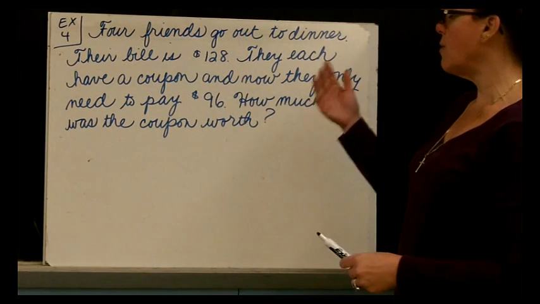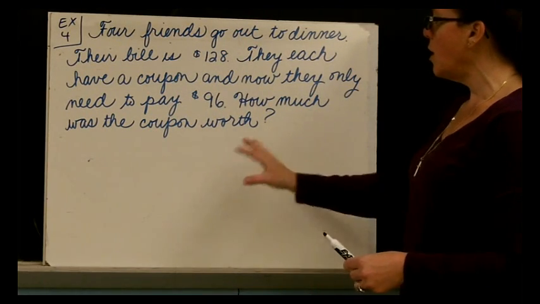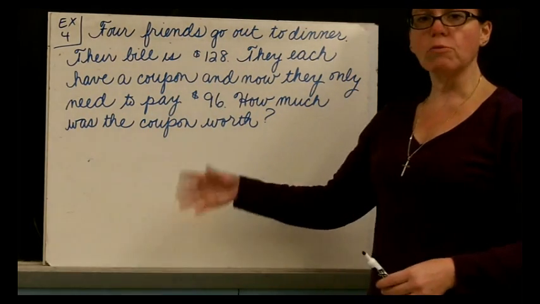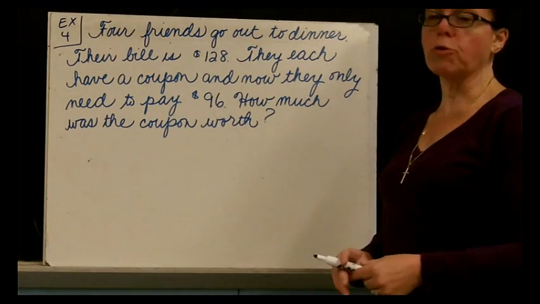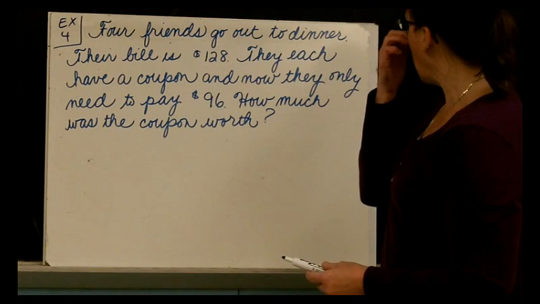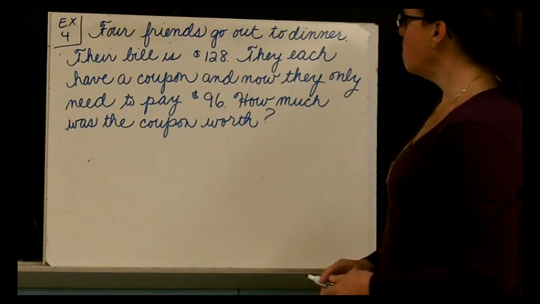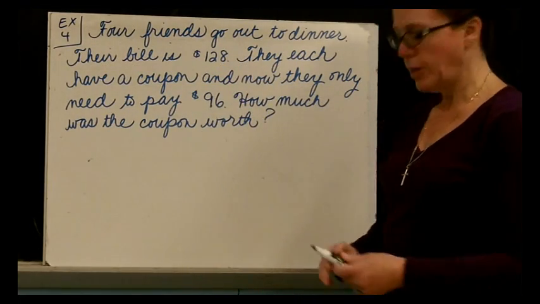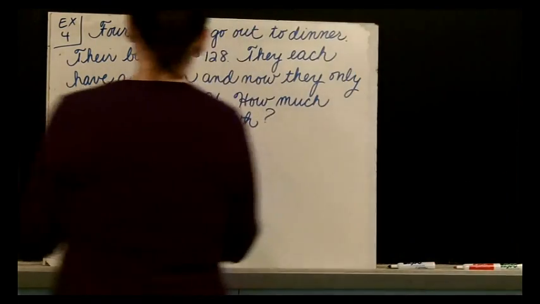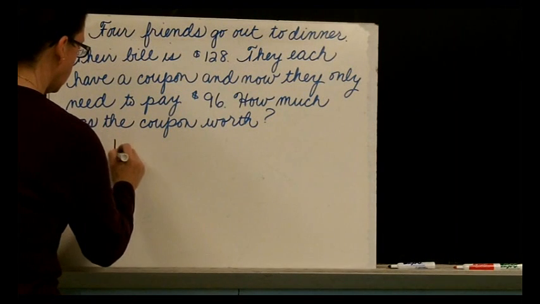So believe it or not, we have all the information that we need in order to write an expression that we'll be able to solve to find out how much each coupon that the 4 people had was. So let's take a look at what we know. We know that their total bill was $128, so I'm going to start off with that figure.